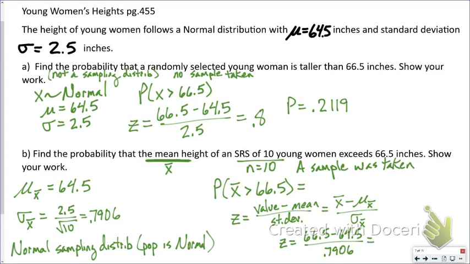Because we get a big z-score compared to the last one, 2.5297. Way different from 0.8. And when I do normal CDF, I get a tiny probability.